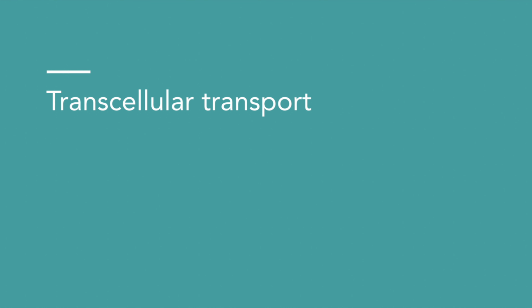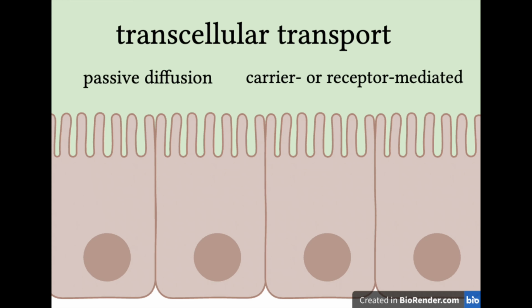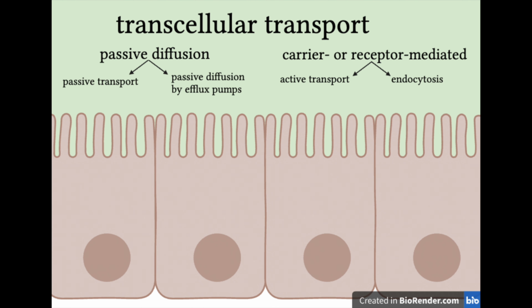All right, first let's talk about transcellular pathways. Transcellular transport allows the passage of bacterial or food antigens across cell membranes. There are a few basic kinds of transcellular transport: passive transport, passive diffusion by efflux pumps, active transport, and endocytosis.